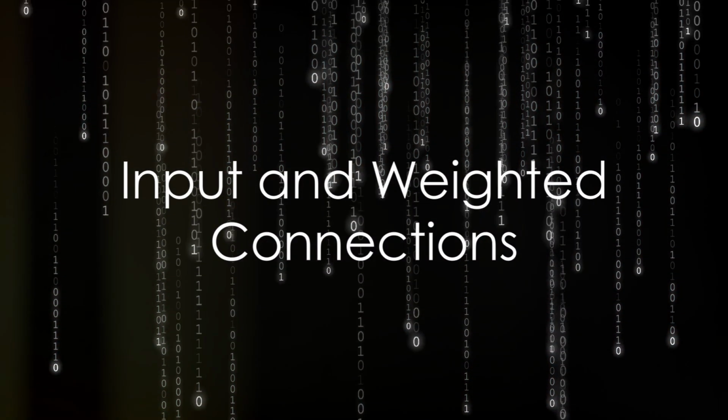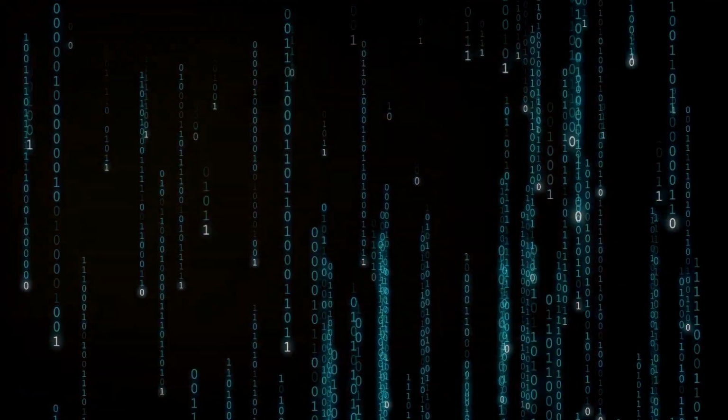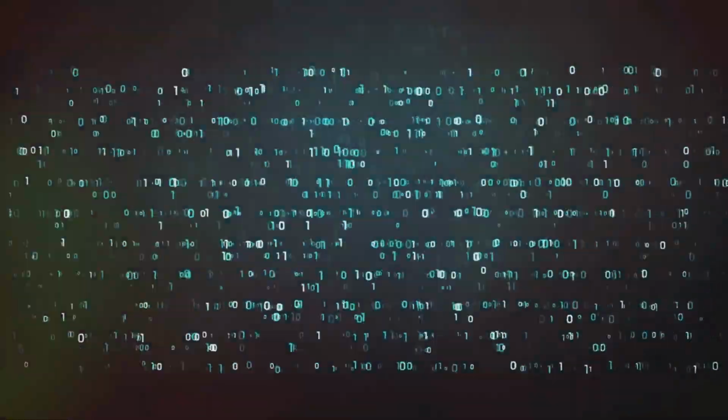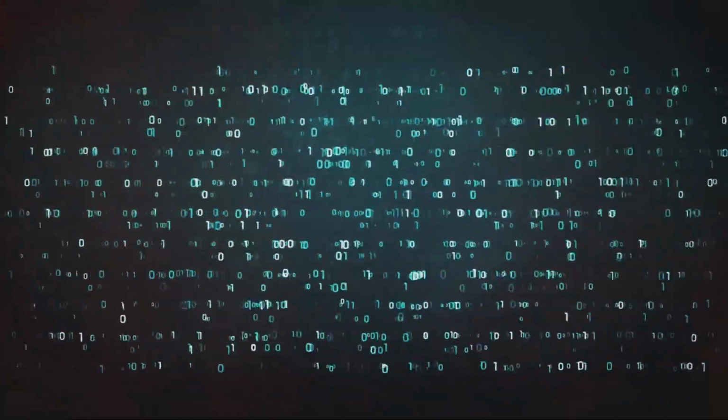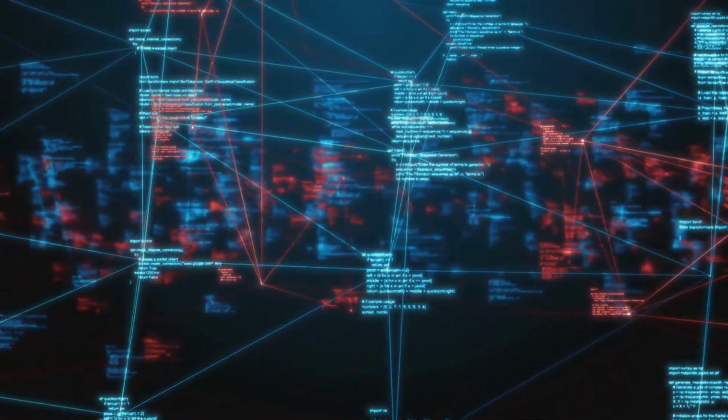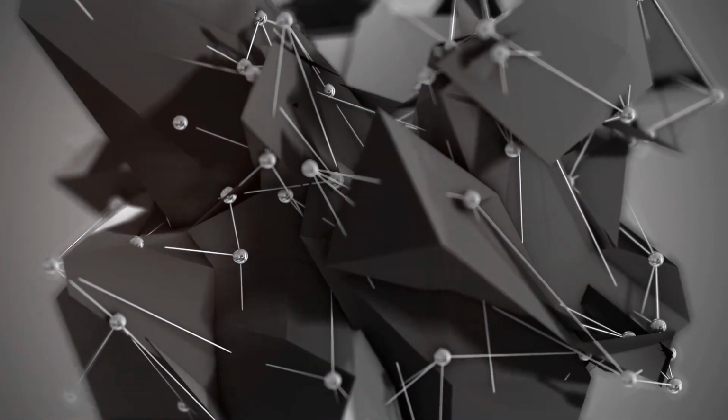But how does it work? Imagine a series of binary vectors, sequences of 1s and 0s, streaming into the network. These vectors must be of a fixed length, with each element corresponding to a specific feature or attribute. These are the inputs to the Hamming network.